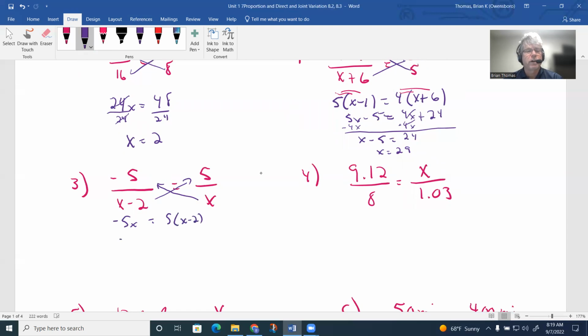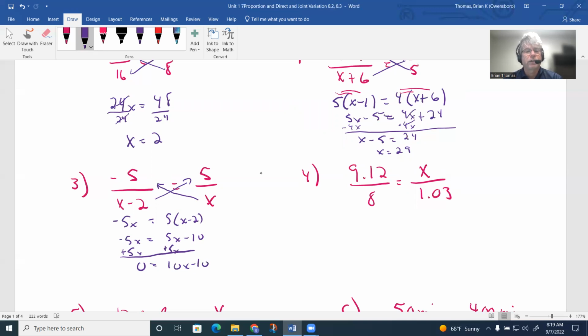So I have this -5x, and we multiply the 5 through, that would give us 5x minus 10. So here I have to pick on the little guy to get the x on the same side. Since this is -5x, I'm going to add a 5x to this side as long as I add a 5x to this side. So this is going to give me 0 equals 10x minus 10.